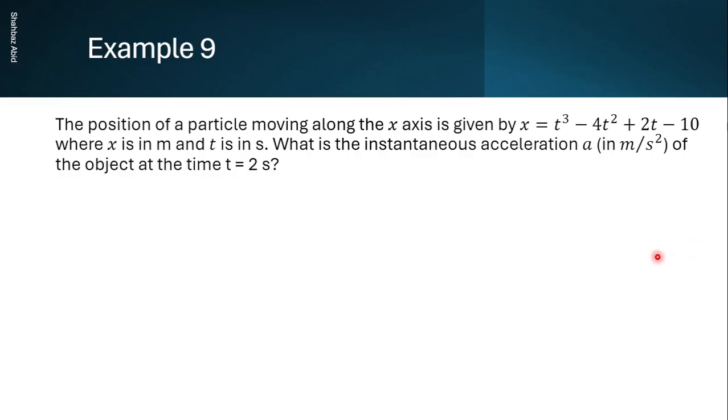Let us see example 9. The position of a particle moving along the x-axis is given by x equal to t cube minus 4t square plus 2t minus 10, where x is in meters and t is in seconds. What is the instantaneous acceleration a, in meters per second square, of the object at time equal to 2 seconds? Please pause this video and try to solve this problem.